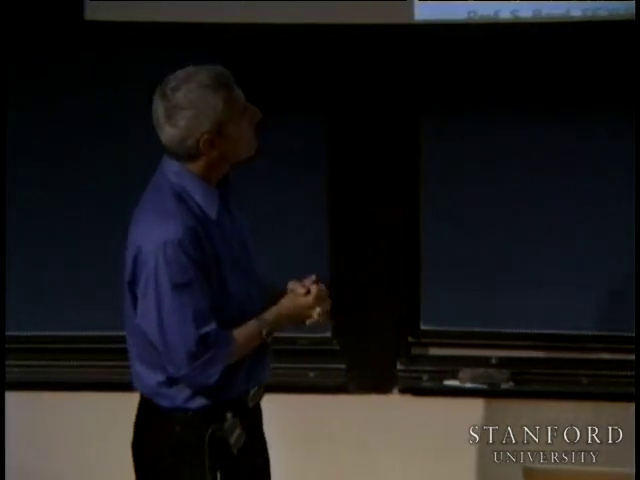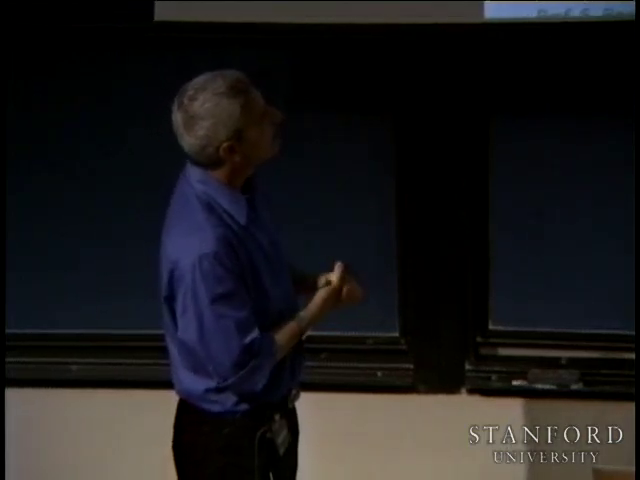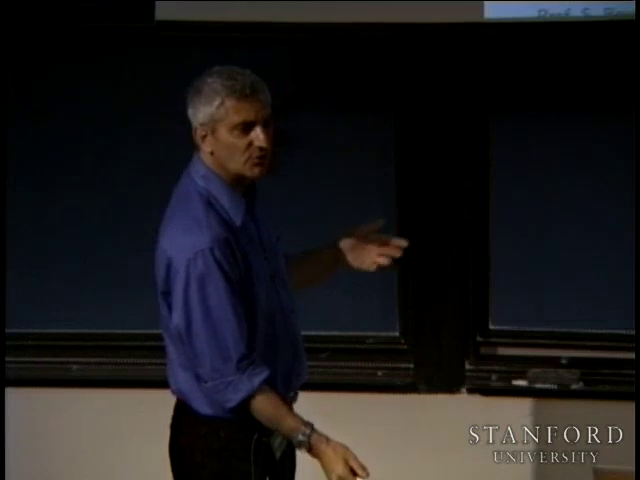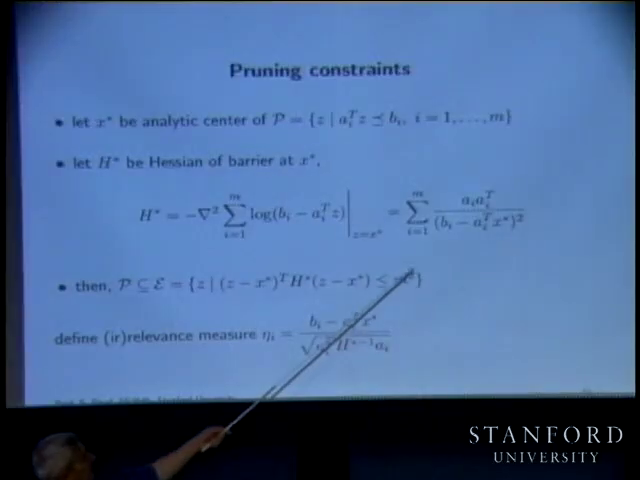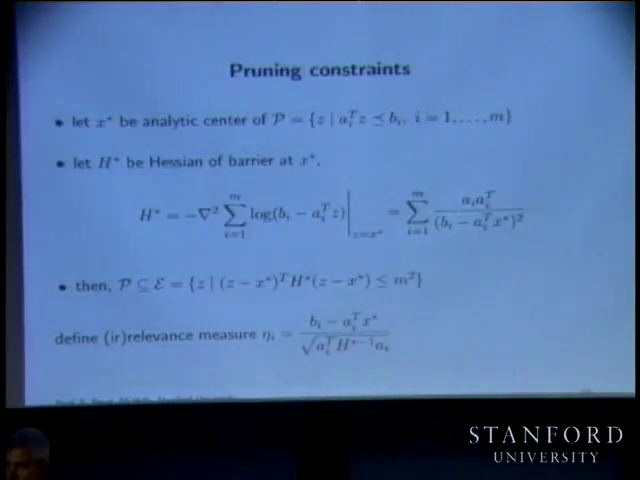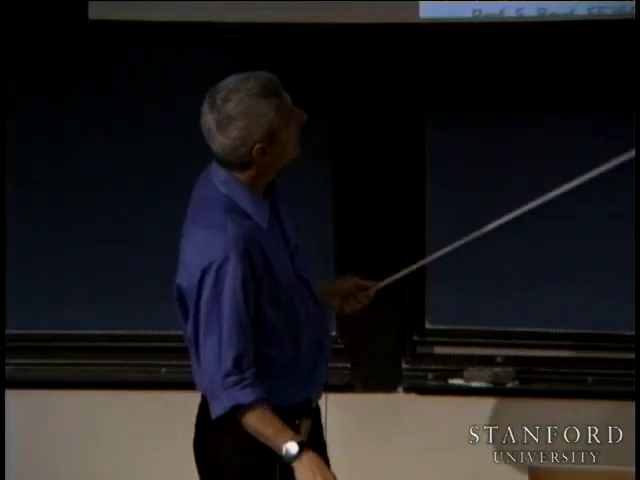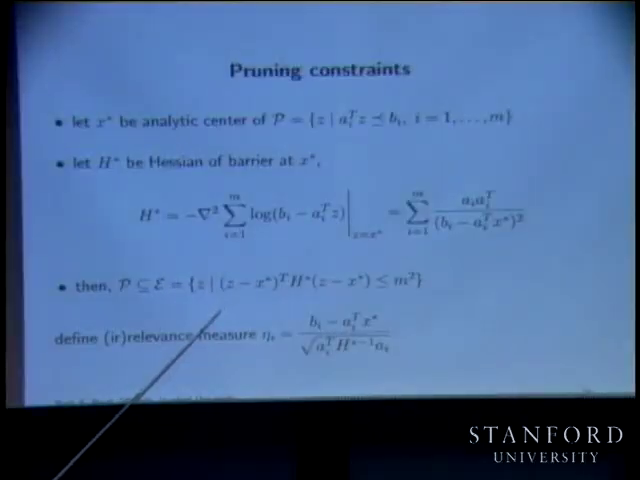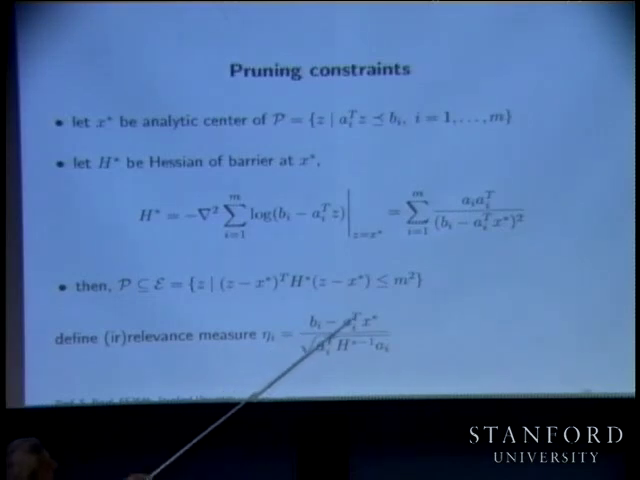Okay. So what this allows you to do now, and you're going to calculate this if you use the analytic center cutting plane method. You had to calculate this anyway because that's that A H A transpose. That's all that is. So you've already calculated all this stuff anyway, and it turns out that you can now define something, which is this irrelevance measure, and it's this: b_i minus a_i transpose x star, divided by this thing.